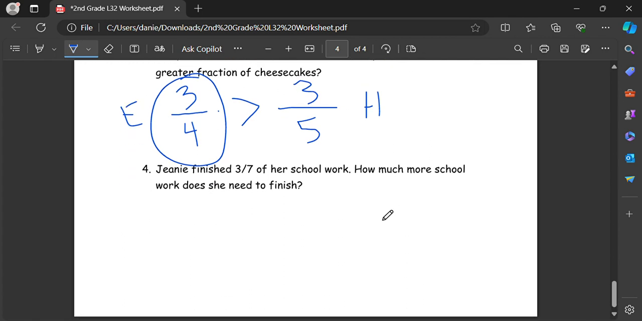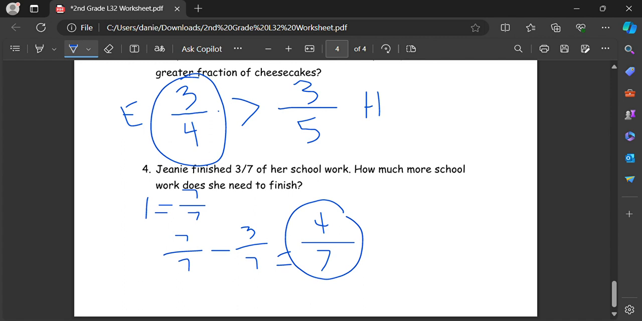This one, Jeannie has 3/7 of her schoolwork. How much more does she need to finish? So 1 equals 7 over 7 because that is 1 whole. So if we subtract 3 over 7 from 7 over 7, the denominator stays the same as 7, and this one is just regular subtraction, so 7 minus 3 is 4. So she has 4/7 of her work to complete.